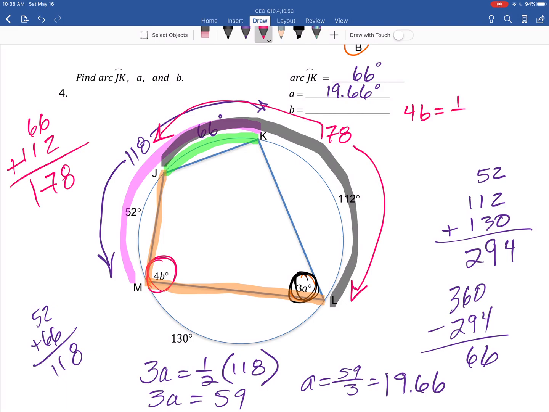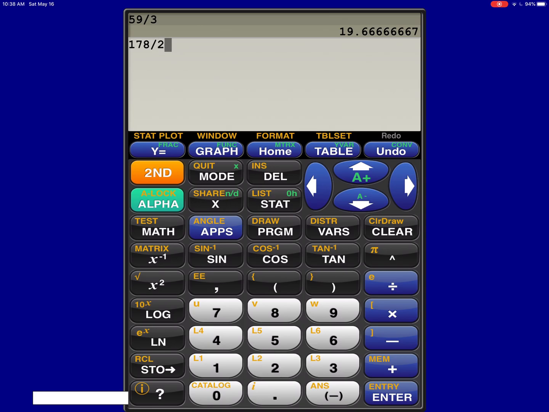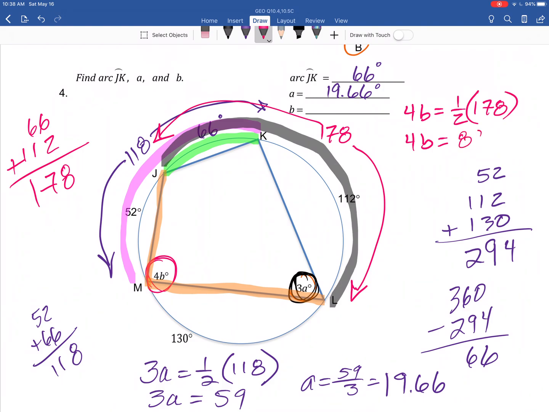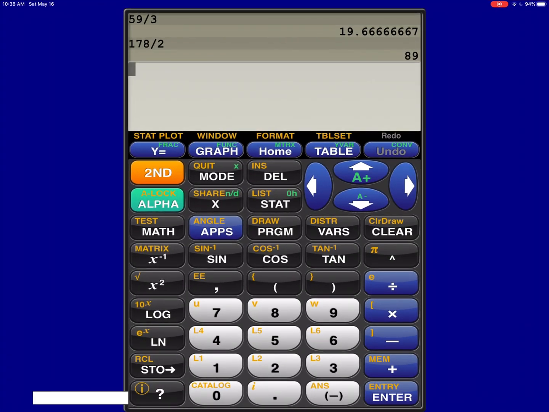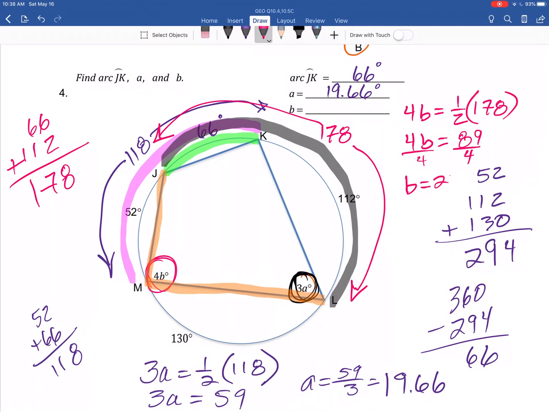4B equals 1/2 of 178. Remember, inscribed angle is half of the arc that it opens up to. What's half of 178? Cut it in half. 89. Divide by 4 on both sides. 89 over 4, let's see what we got. 22.25. Nice.